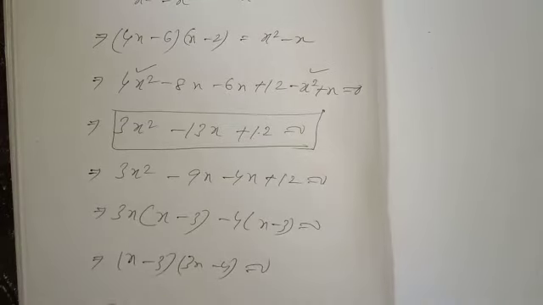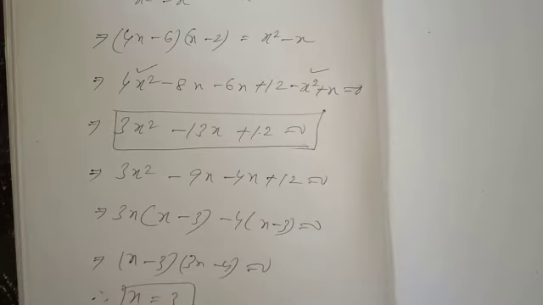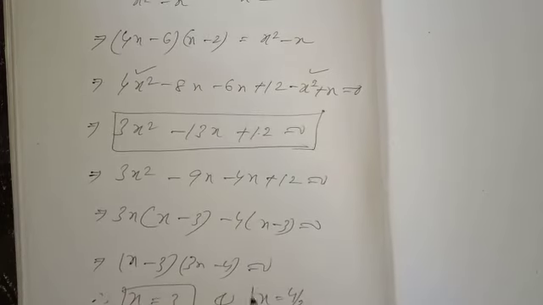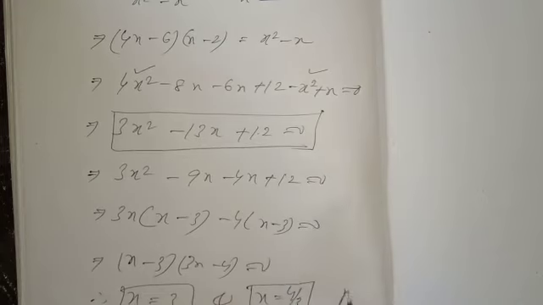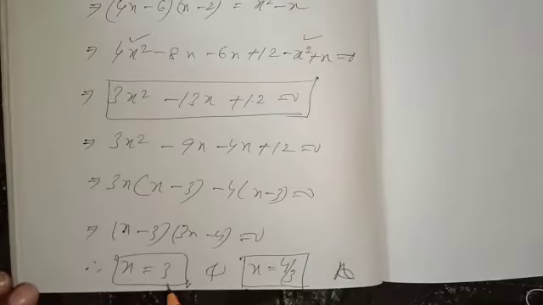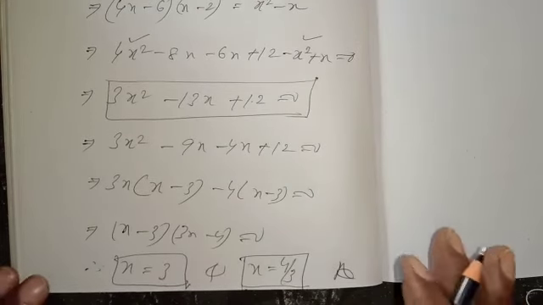So what is the final answer? Therefore, from the first bracket I will get x is equal to 3, and from the second bracket x is equal to how much? 4 by 3. So what is the value of x? The value of x is 3, another is 4 by 3. In this way I have completed number 3 second part.